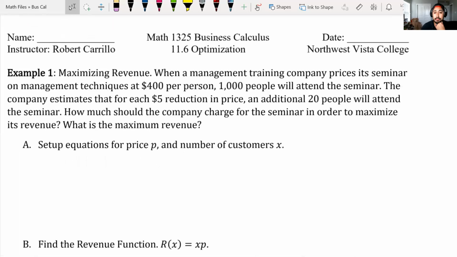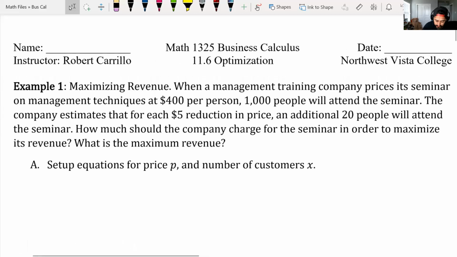Example 1. When a management training company prices its seminar on management techniques at $400 per person, 1,000 people will attend the seminar. The company estimates that for each $5 reduction in price, an additional 20 people will attend the seminar. How much should the company charge for the seminar in order to maximize its revenue, and what is the maximum revenue?